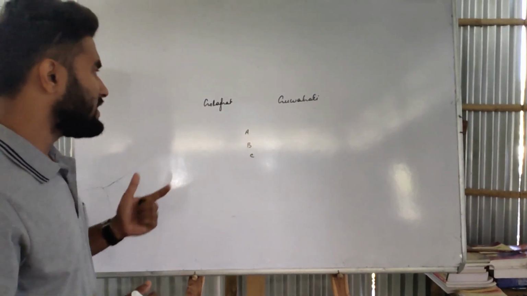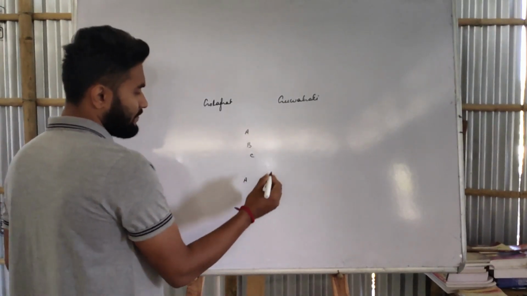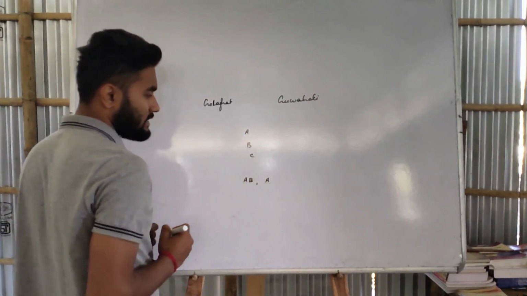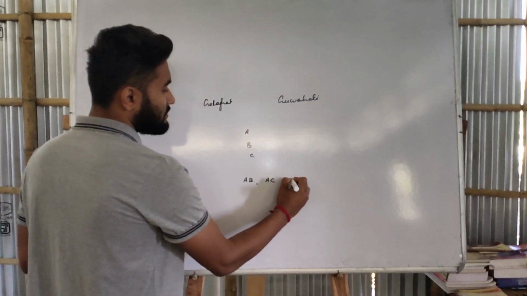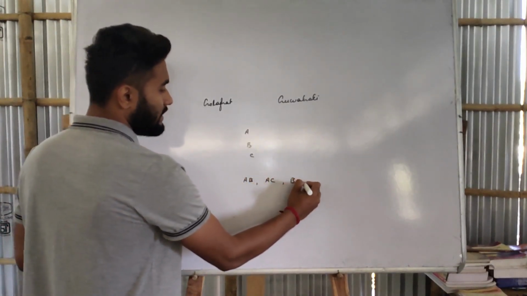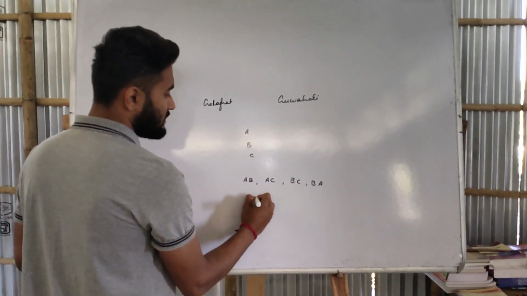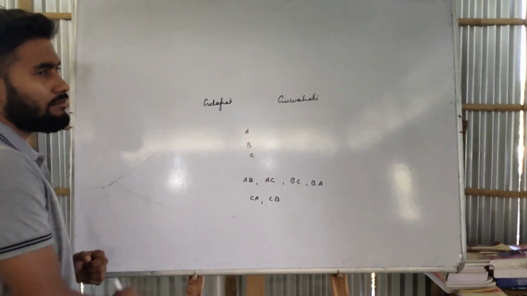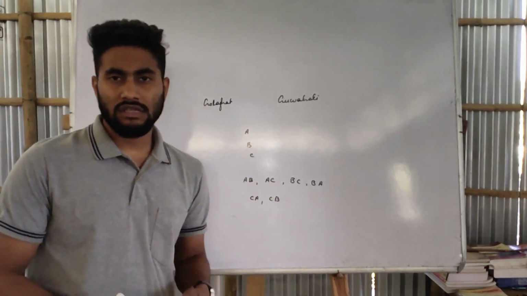So how many ways are there? It is easy to calculate. Say I will travel with bus A and then I will return with bus B. I will travel with bus A, I will return with bus C. I will travel with bus B, I will return with bus C, then B, and then A. Then bus C, bus A, and bus C, and what? Bus number B. So how many ways are there? 1, 2, 3, 4, 5, 6. So it was easy to find.